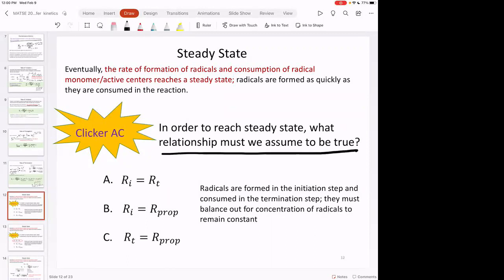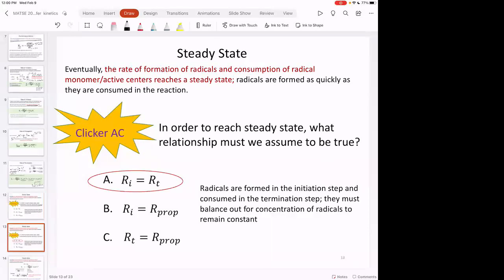We're at 51, that's perfect. And so one of the big assumptions, great. One of the big assumptions that we make to simplify this is that the rate of initiation equals the rate of termination.